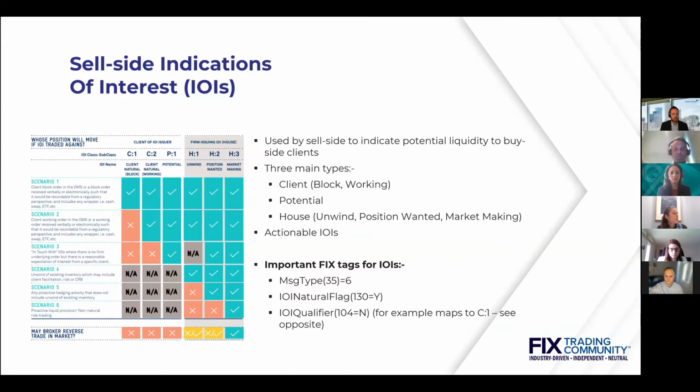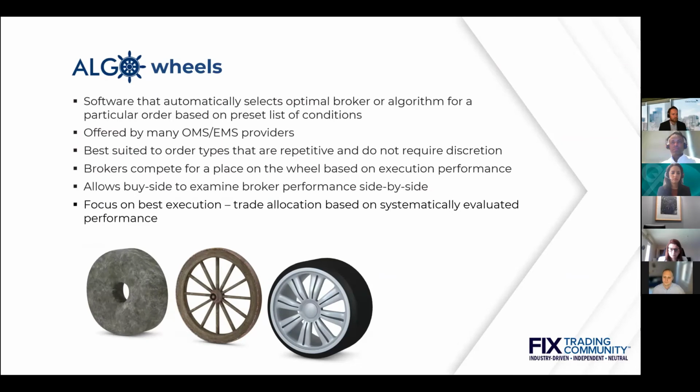There's also the concept of actionable or click-and-deal IOIs, whereby the buy side can select an IOI in their OMS or EMS to execute, and this will then send an order to the broker to automatically execute against. These tend to be in smaller sizes than standard IOIs. There are a few important FIX tags for IOIs. That is the message type to indicate a particular IOI message. And there are other IOI-specific tags to determine IOI type and the natural flag.